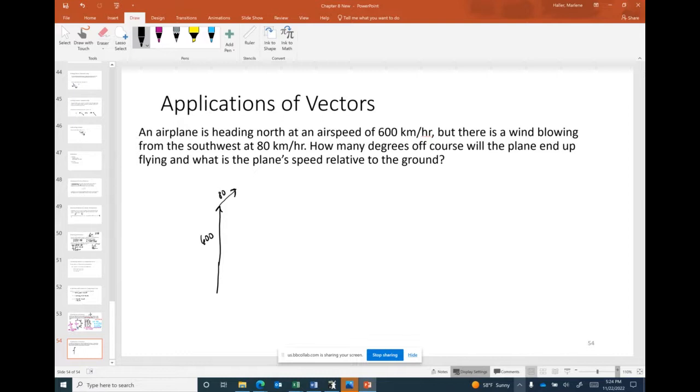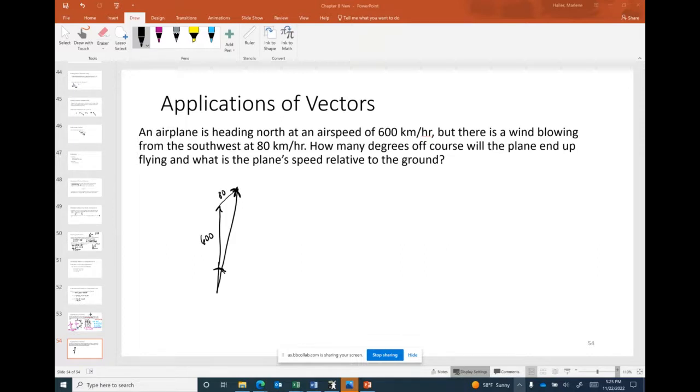Okay. We want to find out how many degrees off course the plane will end up flying, and what's the plane's speed relative to the ground. All right, speed is just going to be the length of this resulting vector. Let's pretend those two hit each other, and the degrees off course is going to be the measure of this little angle here. Okay, so does it make sense that that resulting vector is going to be a little faster? Yes, when we're on a plane and the wind is behind us, they call it a tailwind. It makes the plane fly a little bit faster, actually.